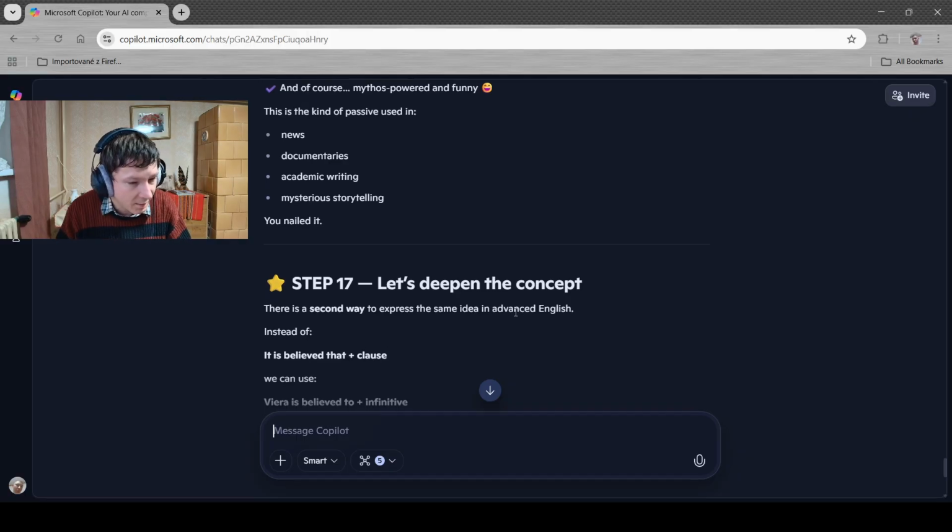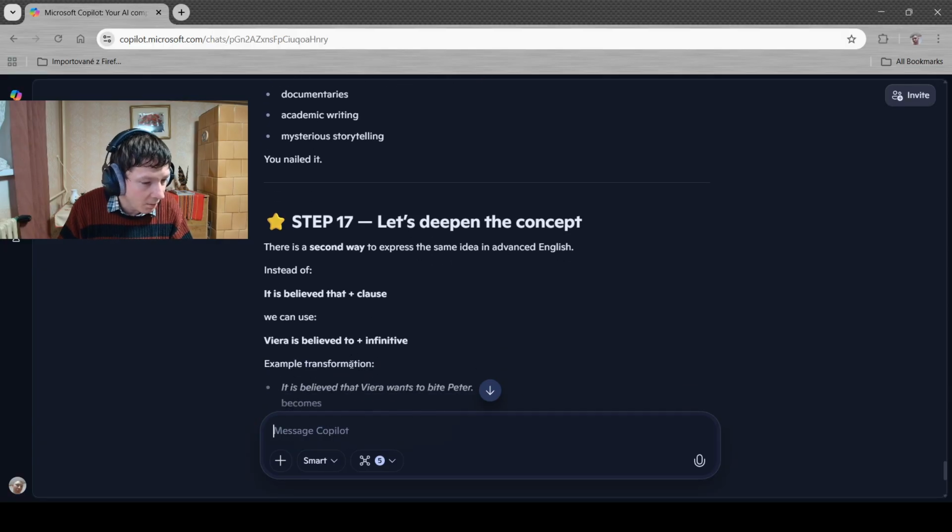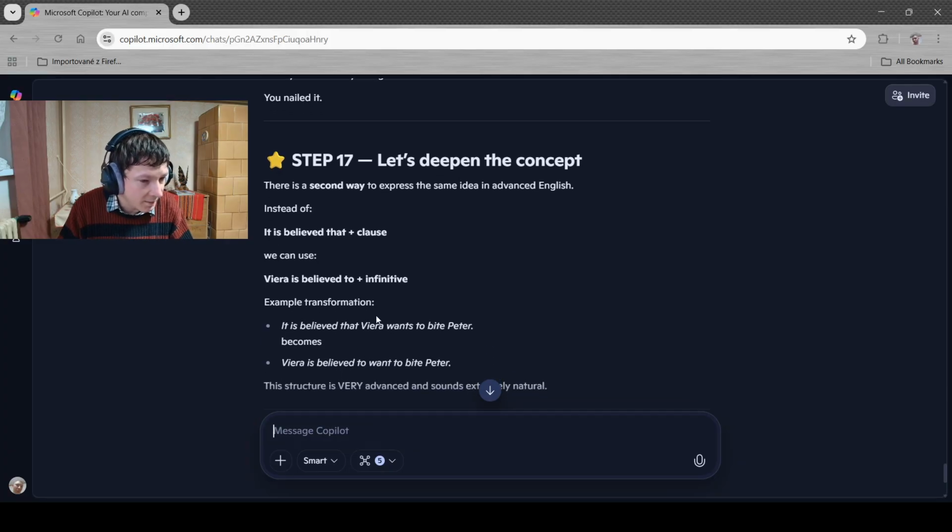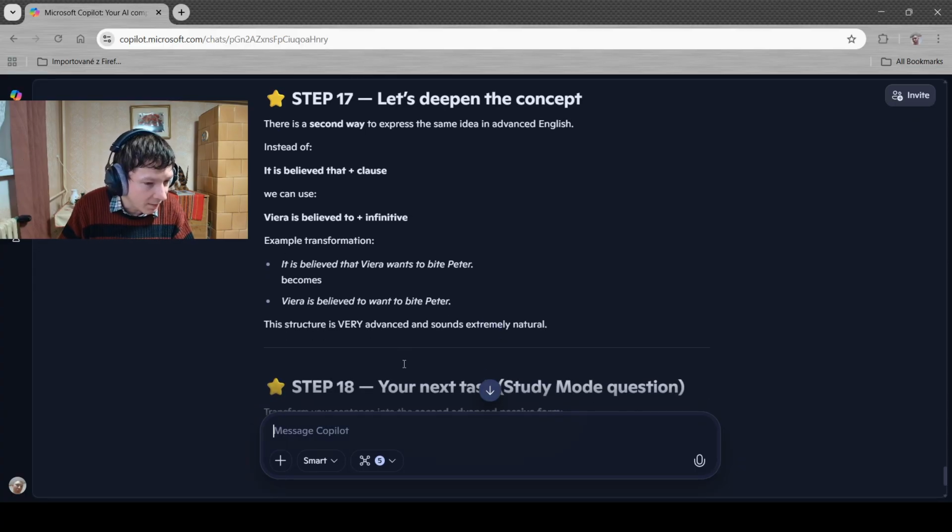Step 17. Let's deepen the concept. There is a second way to express the same idea in advanced English. Instead of it is believed that plus clause, we can use Viera is believed to plus infinitive. Example transformation. It is believed that Viera wants to bite Peter becomes Viera is believed to want to bite Peter. This structure is very advanced and sounds extremely natural.